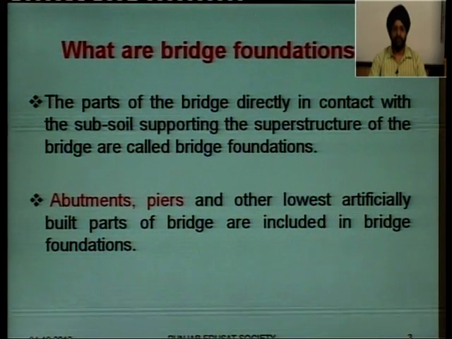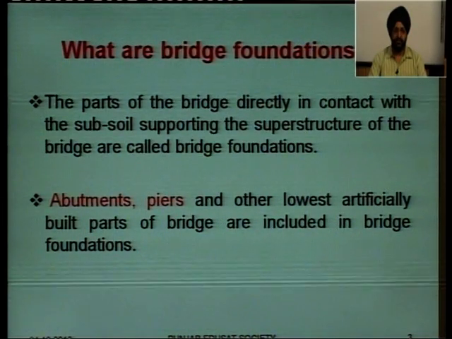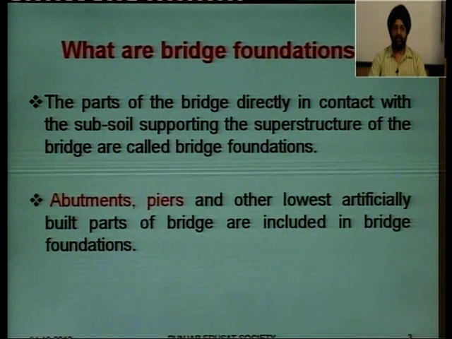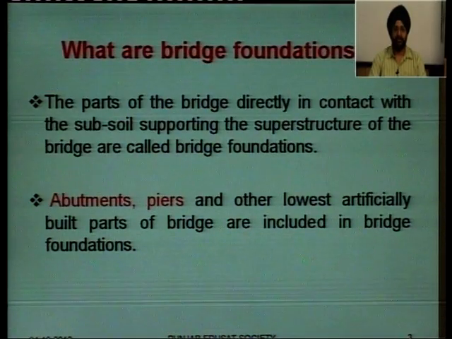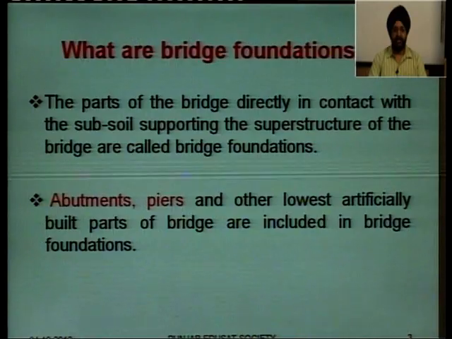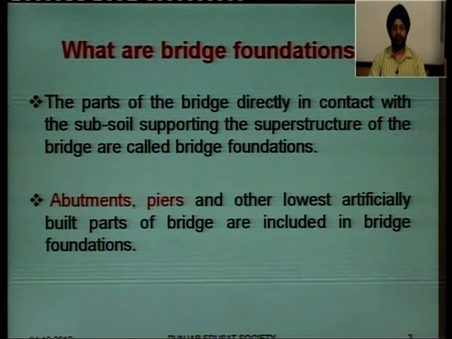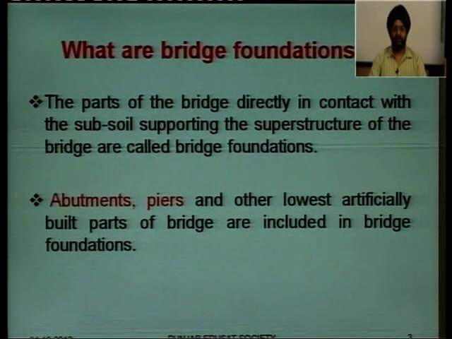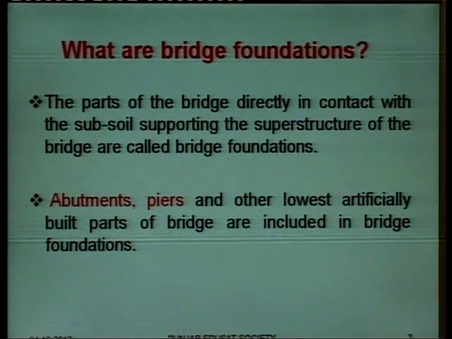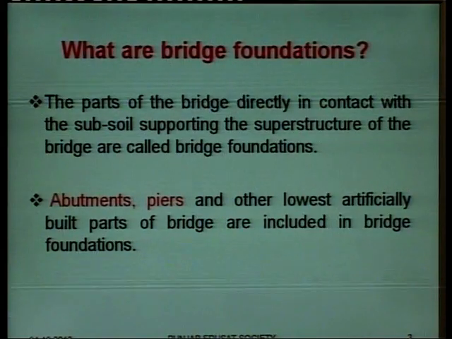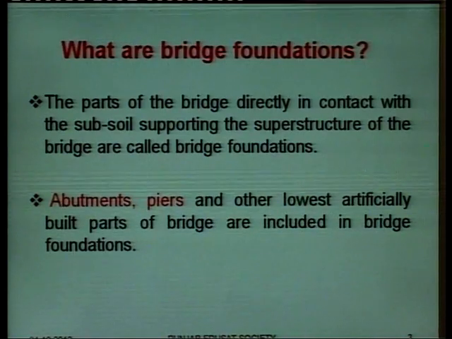What are bridge foundations? The parts of the bridge directly in contact with the subsoil supporting the superstructure of the bridge are called bridge foundations. So basically, it's a part of the substructure, we should say, supporting the superstructure. In the substructure part, we have piers and abutments. So the abutments, piers, and other lowest artificially built parts of the bridge are included in these bridge foundations.